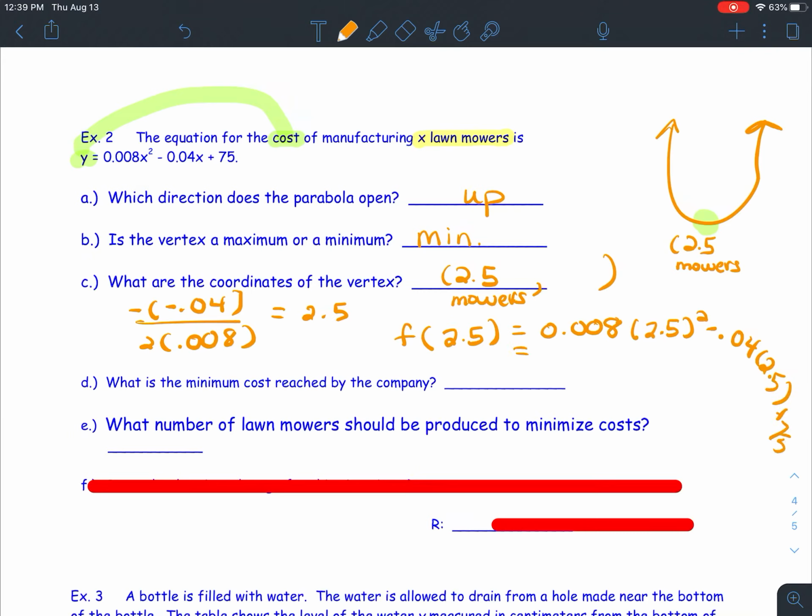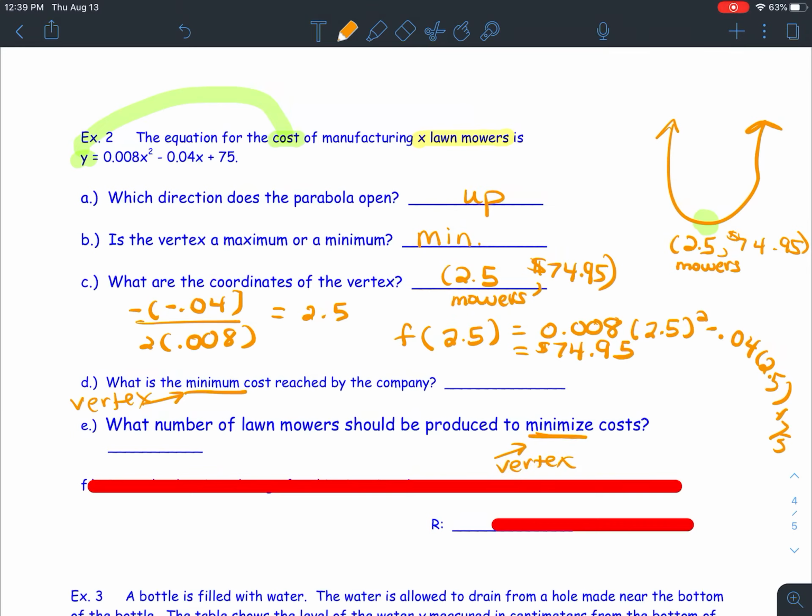And then to get the y coordinate, you're welcome to use the store feature. I would encourage you to do it. You could go back onto your calculator, store 2.5 in for the x, and then type the original problem in with the x's, and it should give you the y coordinate, which is roughly $74.95. Remember, the y was the cost. $74.95.